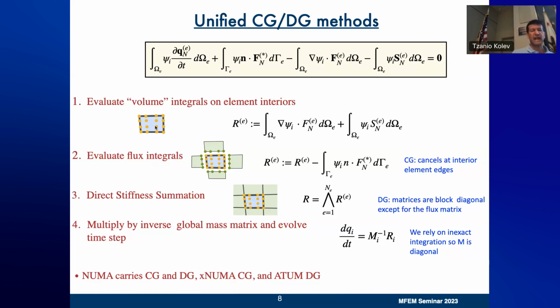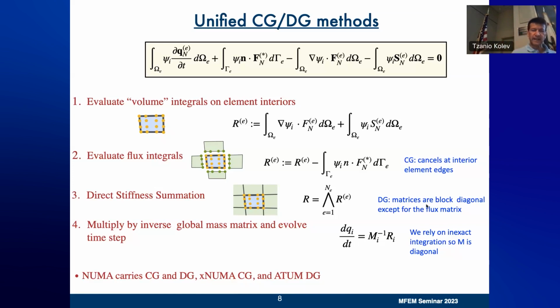Then we do the flux integrals, and now you have to worry about who your neighbors are. We do this, by the way, for either DG or CG, but in CG, this term cancels at the interior edges of elements because of continuity, right? We still do that operation, but it's our way of being able to handle boundary conditions exactly the same way whether we're doing CG or DG. Once we do that, then we perform what is known as direct stiffness summation, which is basically constructing the global problem of the finite element strategy. And in DG, all the matrices are block diagonal except for the flux matrix. And that's the one that gives you this global dependence.